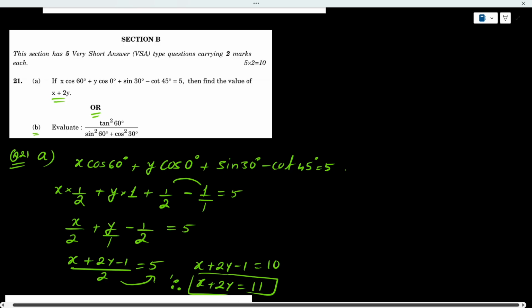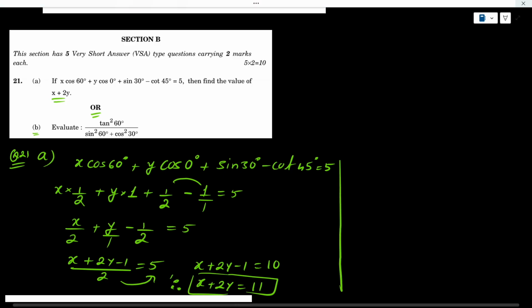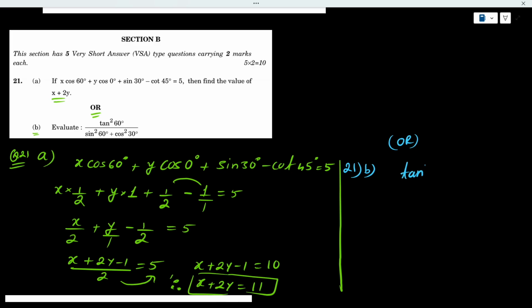Now here if I take the other option, how are we going to do it? So again you will write down question number 21 part B. What is written? Evaluate. Evaluate means you need to get the value of that. Tan square 60 by sine square 60 plus cos square 30, right? So what is tan 60? You know, root 3, because tan square 60 can be written as tan 60 whole square.